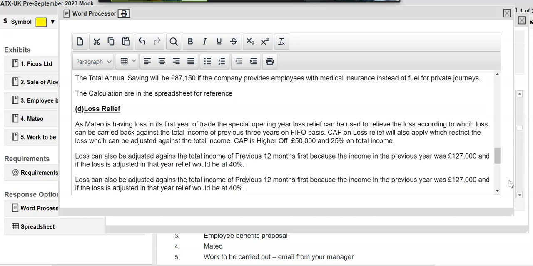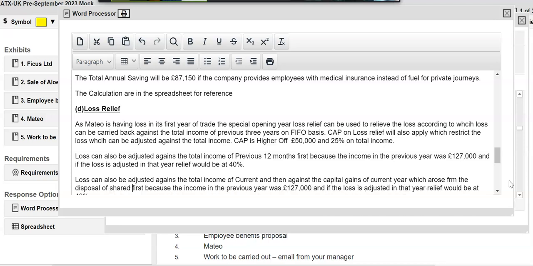Control C, Control V. Loss can be adjusted in the total income of the current year, and then against the capital gains of the current year, which arose from the disposal of shares in FIC Limited or FIC PLC, and if the loss is relieved in the current year, the relief would be at 20%.